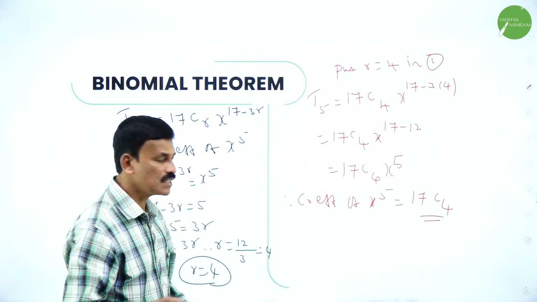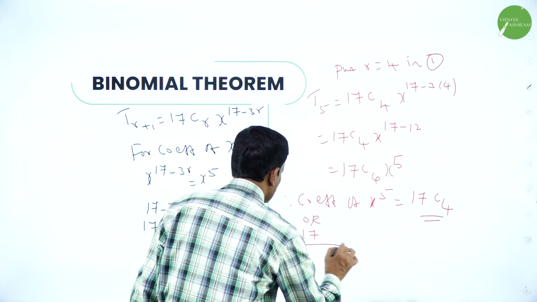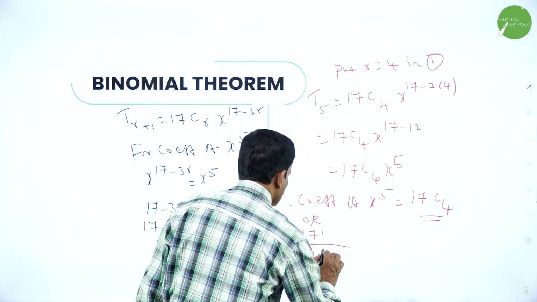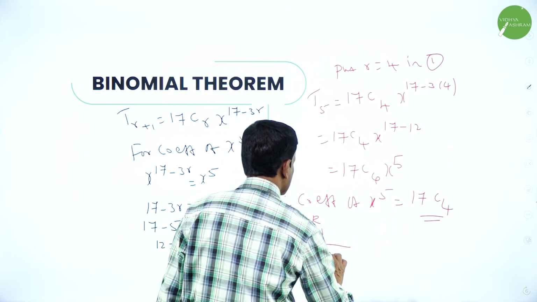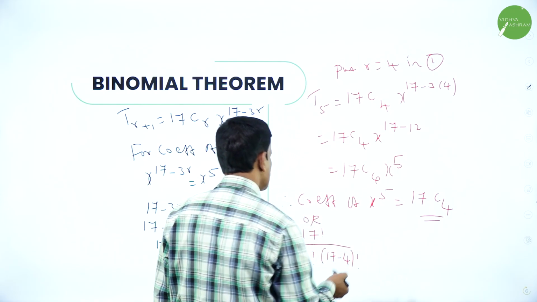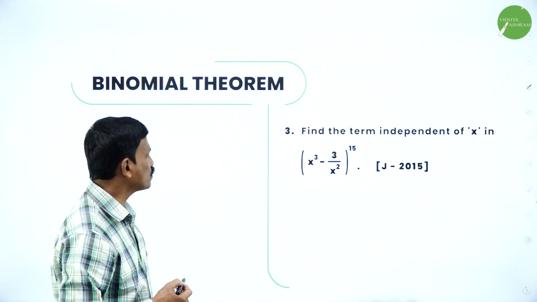If you want, you can simplify, or you can also write 17 factorial divided by 4 factorial into 17 minus 4 factorial. Simplify, you will get the answer. So you can stop there itself. Now move on to the next problem.